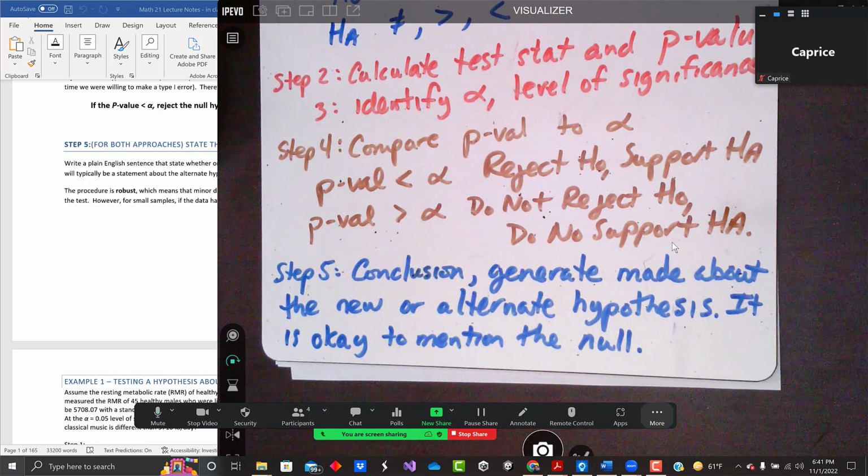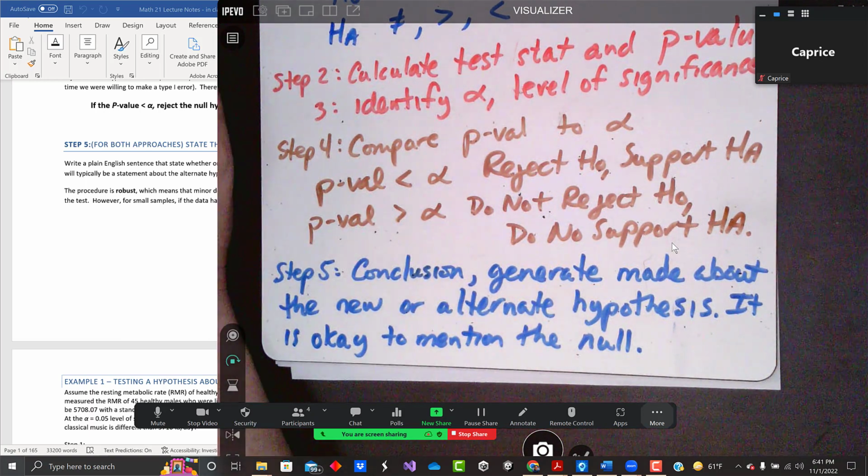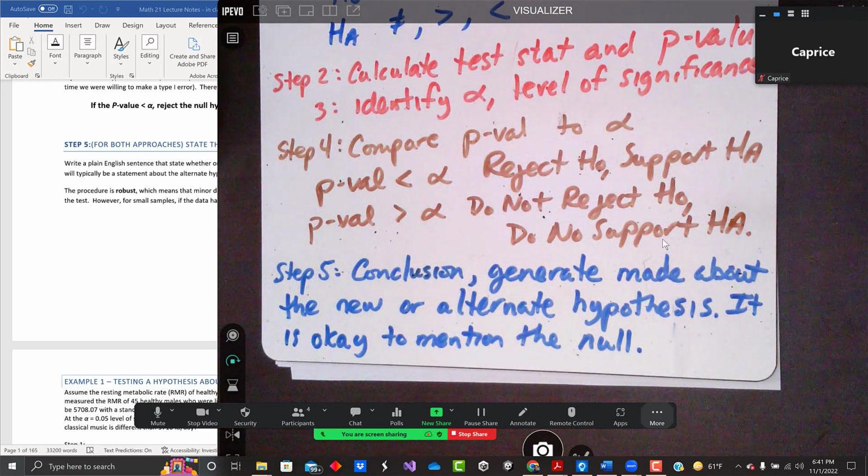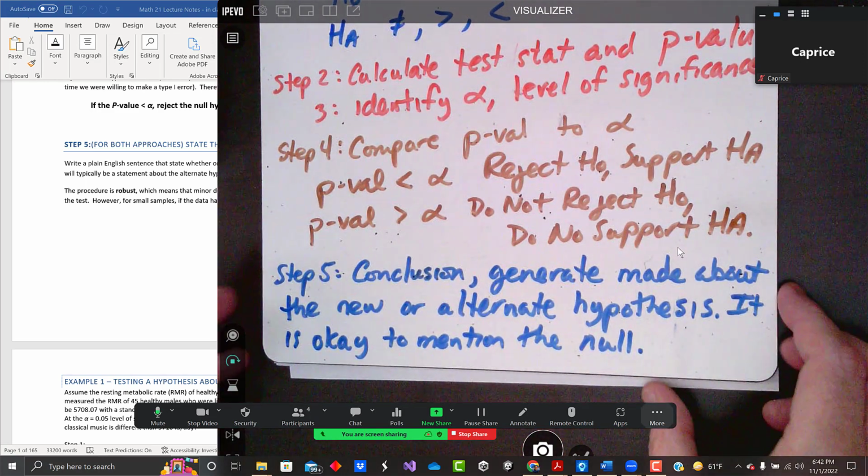Give me a second to write that stuff down. If you need this up longer, let me know and I'll leave it. Otherwise, I'm going to move it and go on.